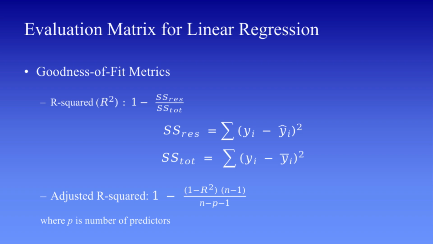Here, SS_res represents the sum of squared residuals, which is the error between actual and predicted values. SS_tot represents the total variation in the data, which is the difference between actual values and their mean. If the model explains the data perfectly, SS_res becomes 0, and R-squared becomes 1. This means a perfect fit. If the model does not explain the data well, R-squared will be closer to 0. So, R-squared values range between 0 and 1. Closer to 1 means a better model. Closer to 0 means a poor model.